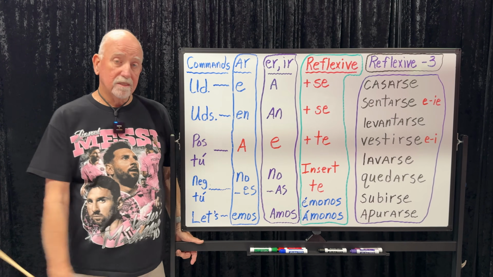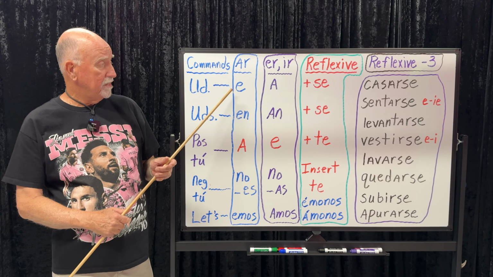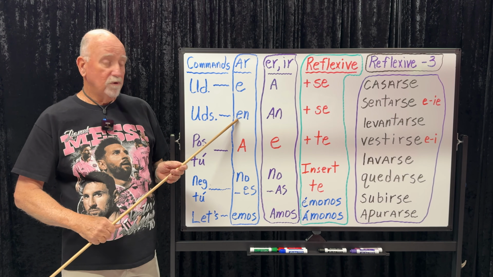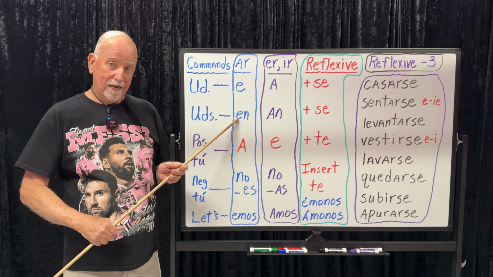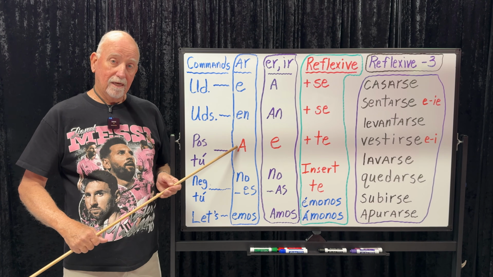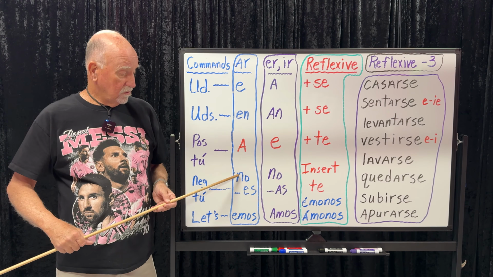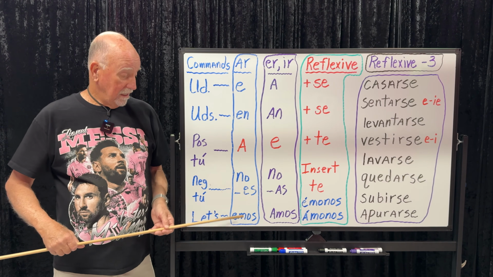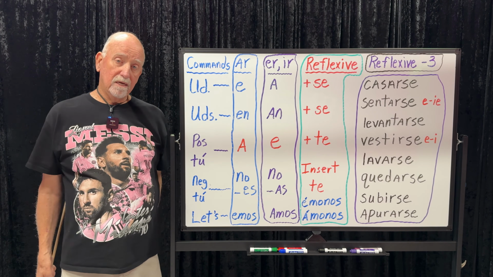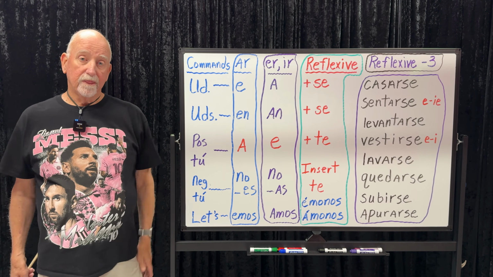And apurarse, to hurry up. How do you tell an usted person to hurry up? Apúrese, accent on the U. To a group, apúrense, accent on the U. Hurry up to your buddy, apúrate, accent on the U. Don't hurry up, no te apures. And let's hurry up, apurémonos. So there you go.